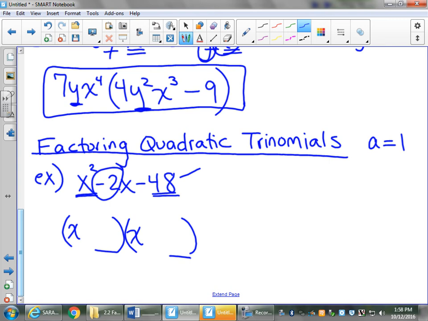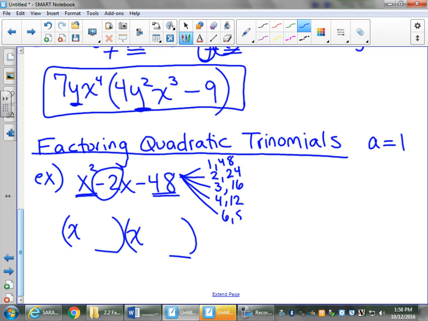So for 48, 1 and 48 would be the first factor pair. There's no way if I add or subtract those that I'm going to get a negative 2. The next pair would be 2 and 24. Again, no way if I add or subtract those I will get negative 2. Then you're going to have 3 and 16. Again, if I add or subtract 3 and 16, I'm not going to get negative 2. 4 and 12. Still will not add or subtract to negative 2.